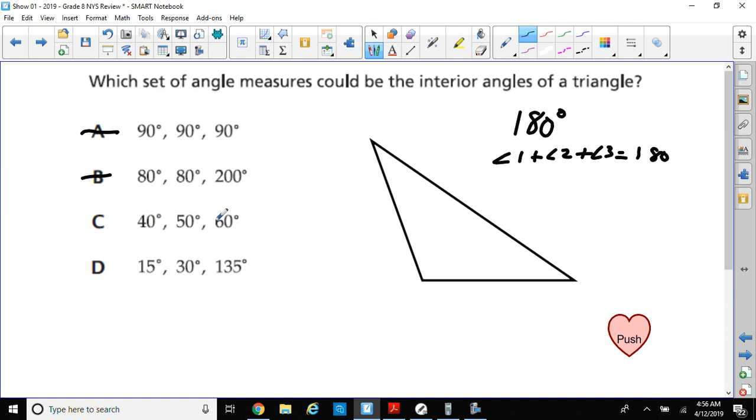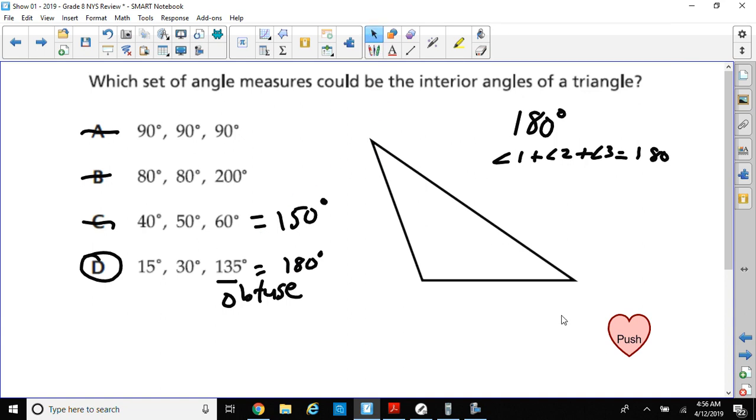40 plus 60 is 100, that's 150, so that equals 150, and they're 30 degrees shy, so the answer has got to be D. 15 plus 30 is 45, and 45 plus 135, that equals 180, and that's the one we're looking at. And this happens to be an obtuse triangle because you have one angle that is obtuse. So the correct choice is choice D. So that was a good question. Let's try another one.